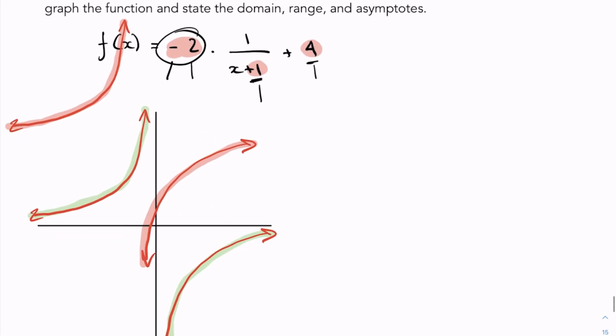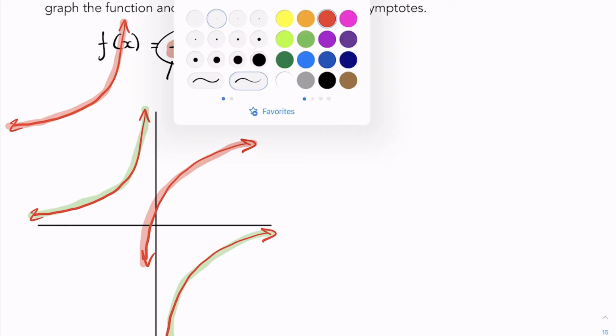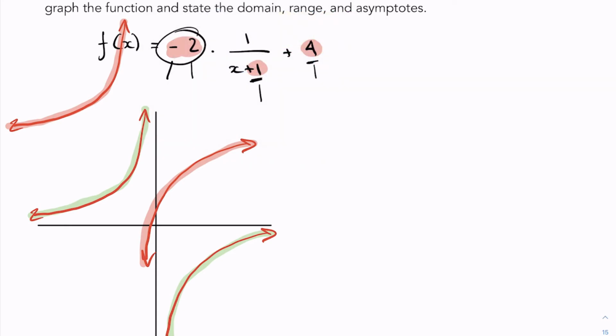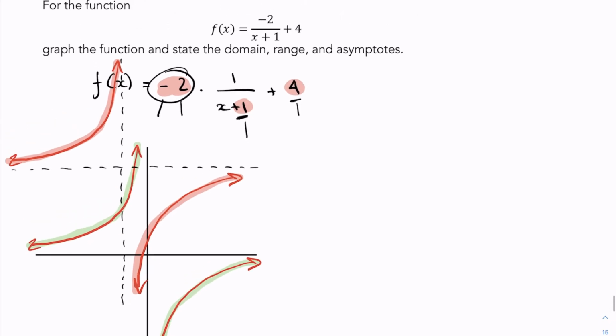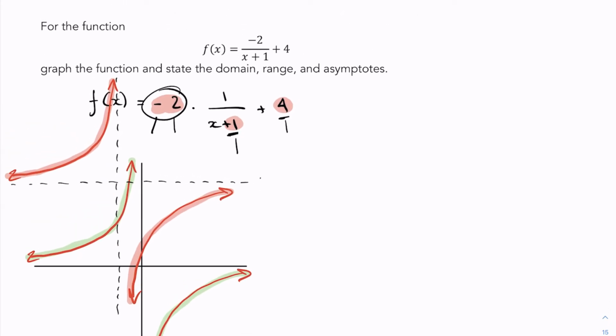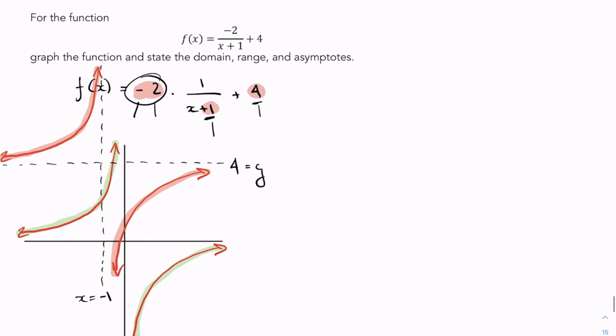So here we are. The asymptotes are going to be these lines over here. This is one of them, and I have this one over here. Here I have y equals 4, and here I have x equals -1. And there are our asymptotes, our graph shifted, and we're ready to go.